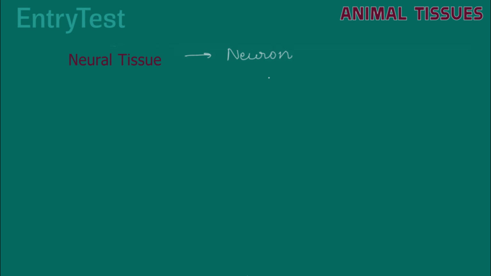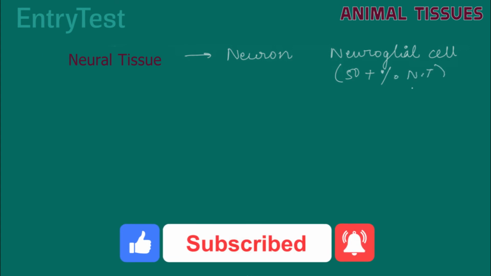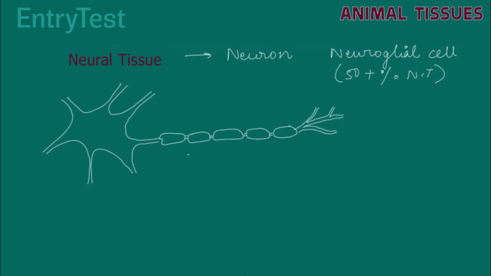Then there is the remaining neural system that is made up of neuroglial cells, and the neuroglia make up more than one half of the volume of the neural tissue in our body. So more than 50% of the neural tissue in our body is made up of these particular cells. So if I draw a neuron cell, it would be like this. That would be the basic structure, and this is the main cell, this is the nucleus of the cell.